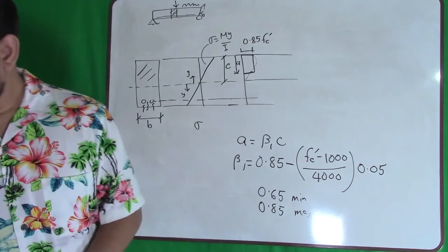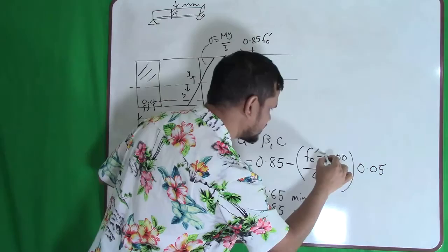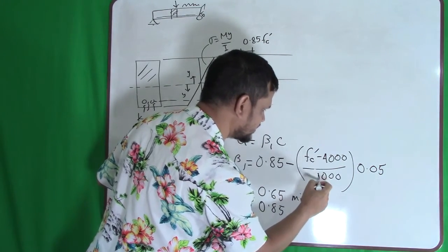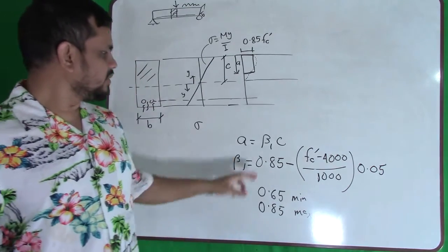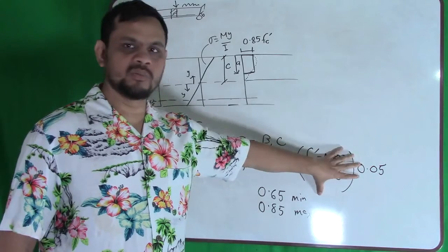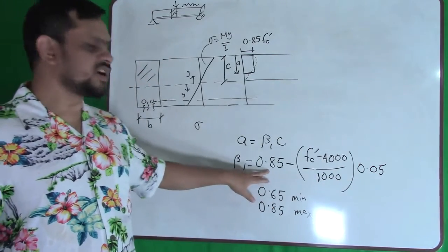Did I make a mistake? It looks like I made a mistake. Here is 4000, here is 1000. Sorry, here is 1000. Now you can see, if your f'c is 4000, then this whole part will be 0. So your beta 1 is 0.85.